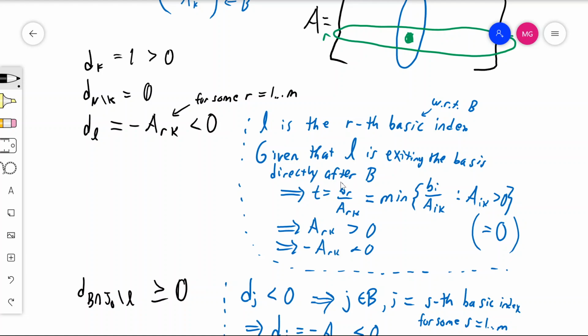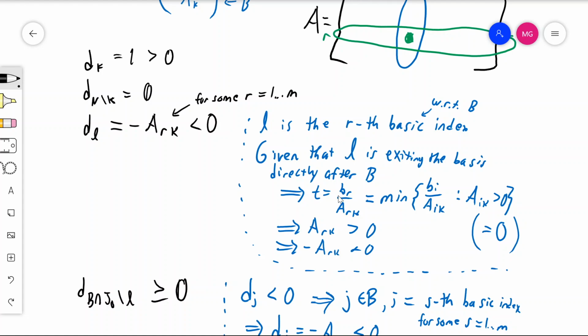so this first equality here, that's by the rule of the simplex algorithm. That's how the simplex algorithm chooses which index exits the basis. So if a particular index is exiting the basis, then it's one of the current basic indices, and the one that exits, which is the rth one here, had to be equal to this value here, this ratio.